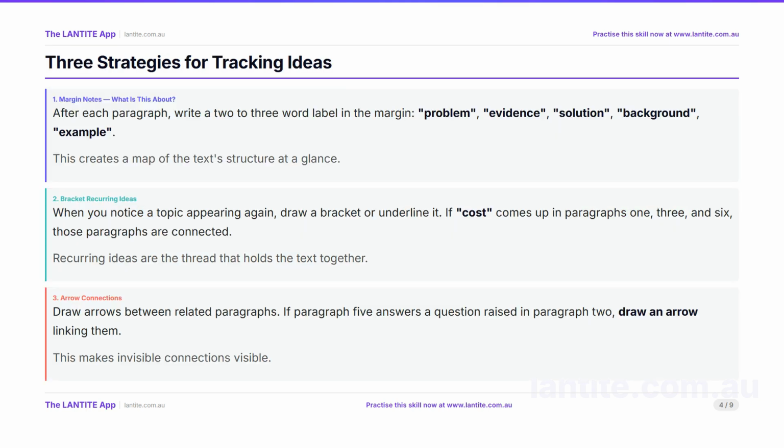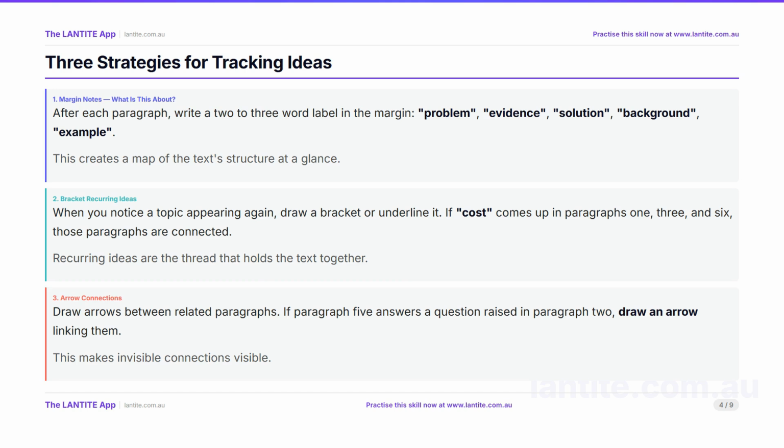Here are 3 practical strategies to help you synthesize while reading. First, margin notes. After each paragraph, write a 2 to 3 word label in the margin. Problem, evidence, solution, background, example. This creates a quick map of the text structure so you can see at a glance how the parts fit together. Second, bracket recurring ideas.